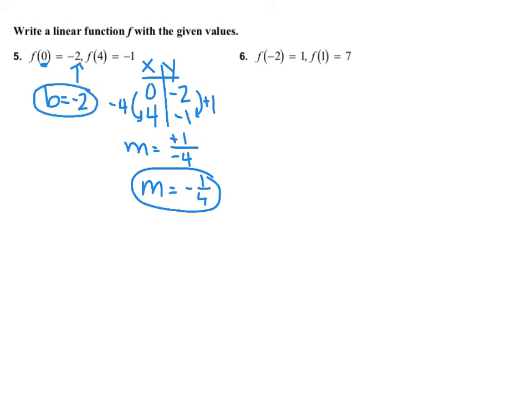If I can recognize that, that's a little less work, right? So I get that b is negative 2, m is negative 1/4. I can write my equation, y equals mx plus b, y equals negative 1/4 x minus 2, right? But because I want a function f, right, I need to rename that yet. F of x is negative 1/4 x minus 2.